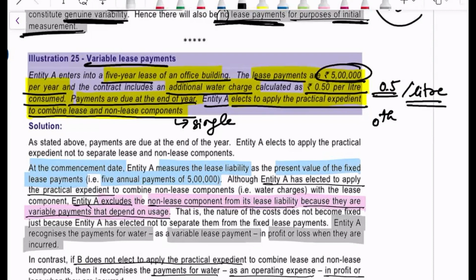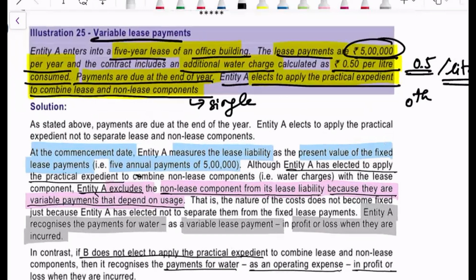But here, one thing that you have to remember is this 5 lakh rupees. At the commencement date, entity A measures the lease liability as the present value of the fixed lease payment, the annual payment of 5 lakhs. So all the 5 lakhs which you are going to pay through the lease term of 5 years, bring all of them to the present value and record it in your books as a lease liability.